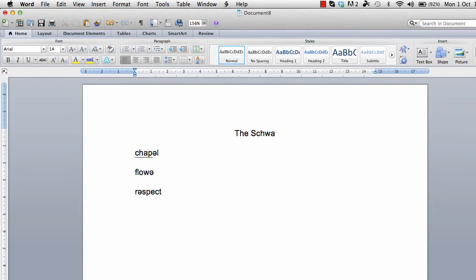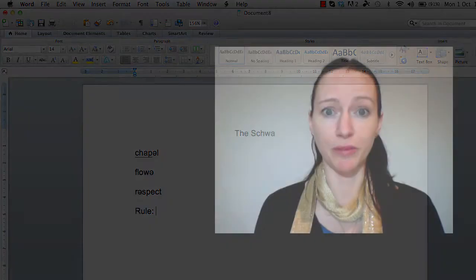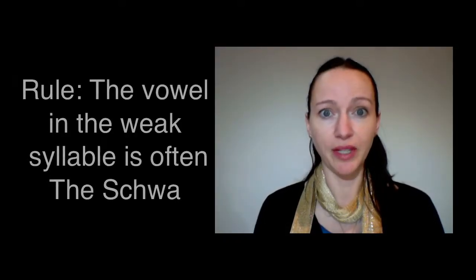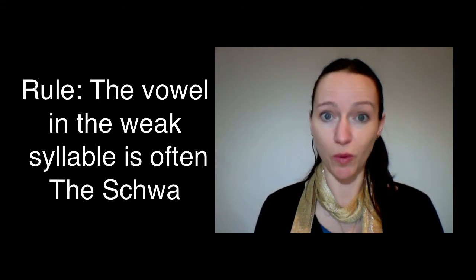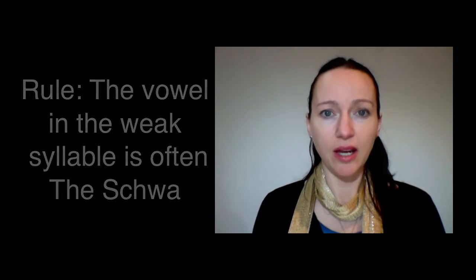Now write the word respect next to flower and put a schwa in the weak syllable. This is the next rule. Write it down 5 lines up from the bottom of the page. Rule: the vowel in the weak syllable is often the schwa. Now you can go through every single vowel in the alphabet and show how it replaces the sound of that vowel in any word in the weak syllable.